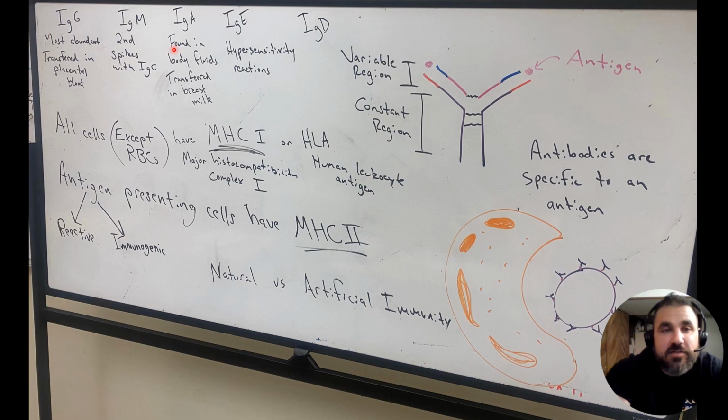Now, lastly, so here's the 5 immunoglobulins. IgG, it's the most abundant. This actually is transferred from mom to fetus through placental blood.